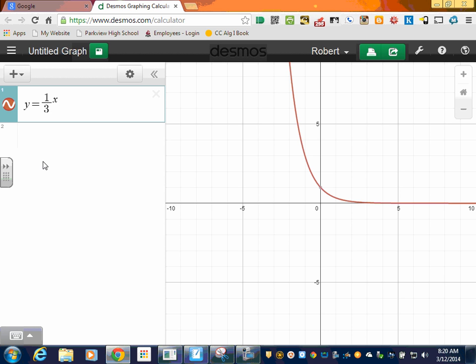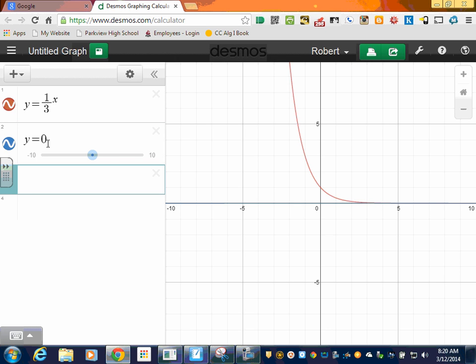Y equals 0 is the asymptote, because that means this thing gets closer and closer and closer to 0, but never stops. So it gets closer and closer to that horizontal line, but never comes to a stop.